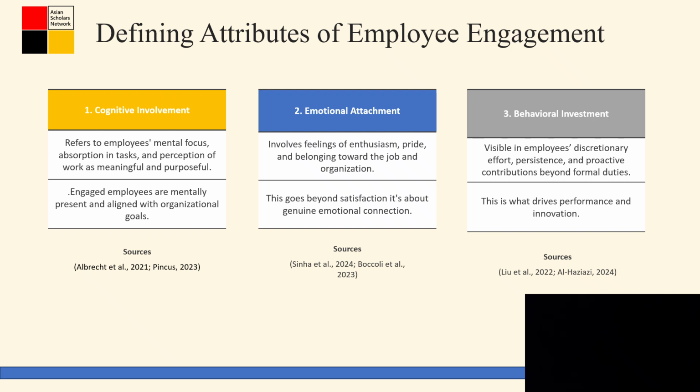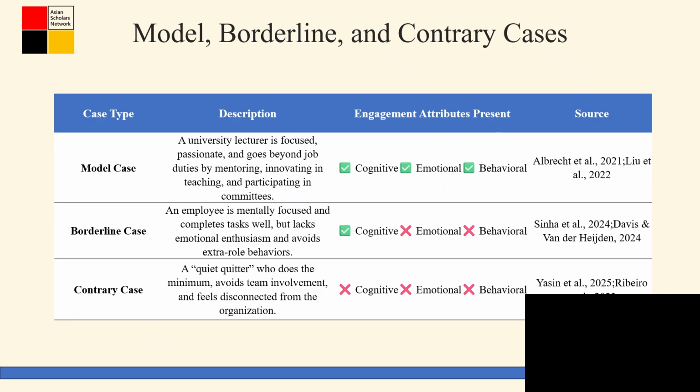To make this clearer, we usually test the concept using examples: model, borderline, and contrary cases. Walker and Avant recommended using cases to show what the concept looks like in real life. Model case: full engagement. Here is a full example. A university lecturer who is focused, passionate, and goes beyond duties, mentoring, innovating, and participating in committees. This case shows all three attributes: cognitive, emotional, and behavioral.